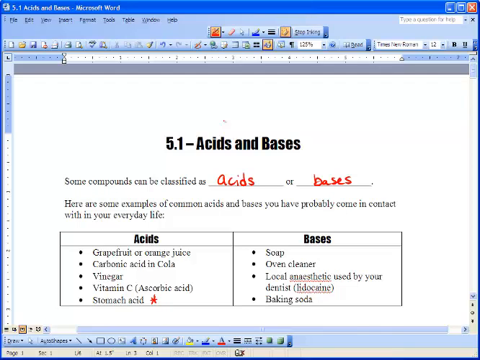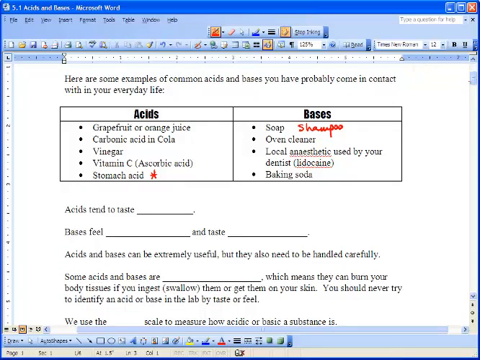Next over here we've got bases, and bases are things like soap or shampoo, oven cleaner. They really break things down well. A local anesthetic called lidocaine, I had that on my teeth last week, and then also baking soda. So acids tend to taste sour, and bases feel slippery in your fingers, and they taste bitter.